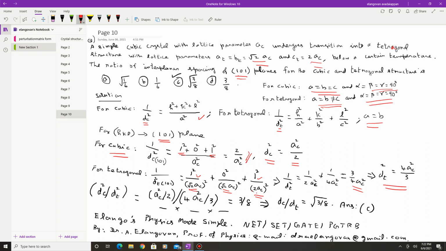So now let us find the ratio. dc square by dt square, we have calculated dc square, we have calculated dt square. Once you substitute and simplify, you will get 3 by 8, and if you take the square root, dc by dt is equal to square root of 3 by 8. So the option C is the correct answer.